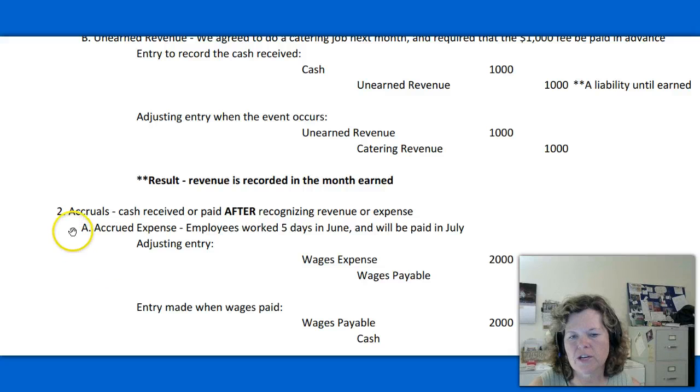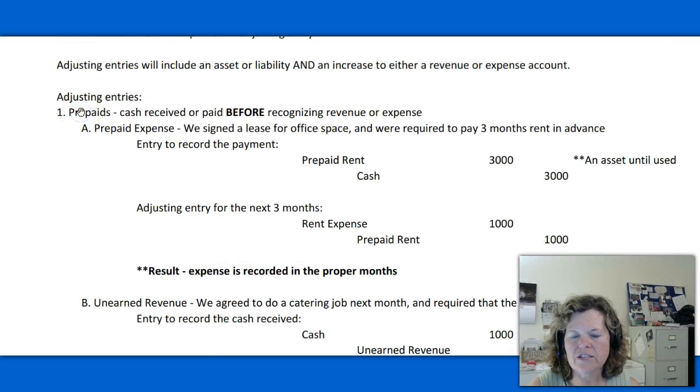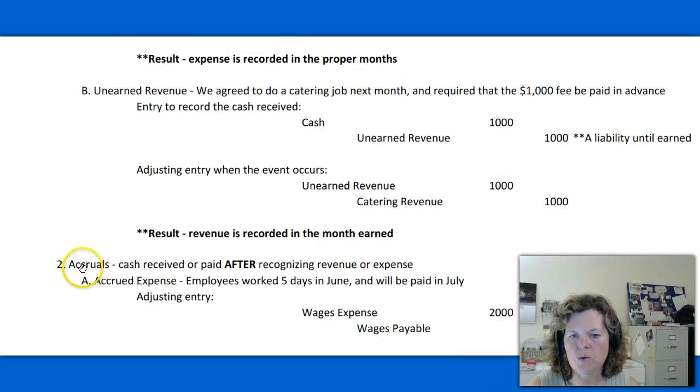The second type of adjustment is called an accrual, and we've got two types of accruals that we're going to talk about. So if you recall up here with prepaids, the cash is received or paid before recognizing the revenue or expense. With accruals, cash is received or paid after recognizing the revenue or expense. So all these adjusting entries are related to the timing of cash and the recognition of the revenue or expense. With prepaids, the cash is received or paid before we recognize the revenue or expense. With accruals, the cash is received or paid after recognizing the revenue or expense.